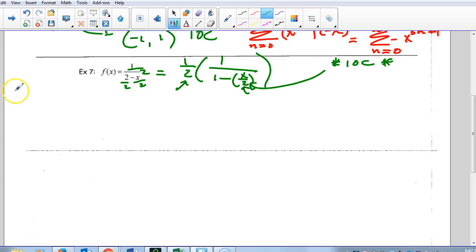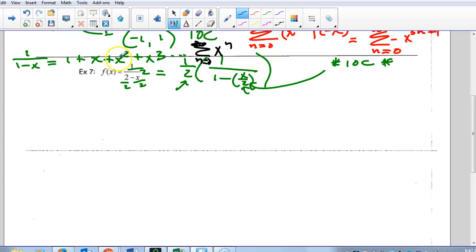So here comes Big Mama. I'll write her up here because I want the room down there. 1 over 1 minus x. So I've got 1 plus x plus x squared plus x cubed. Blah, blah, blah. And then this becomes the sum of x to the n from 0 to infinity.